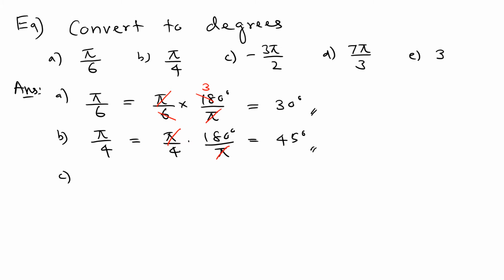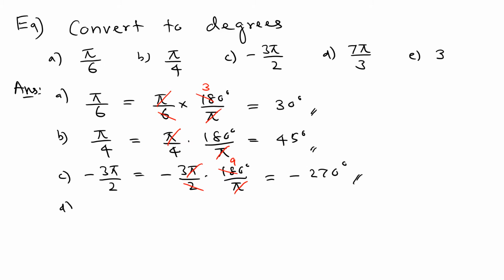And part C, negative 3 pi over 2. So this is negative 3 pi over 2 times 180 over pi. So as before, we can cancel out the pi, and 2 cancels with 18, which is 9, so again 90. So 90 times 3 with the negative sign, negative. 90 times 3 means 270, so negative 270.